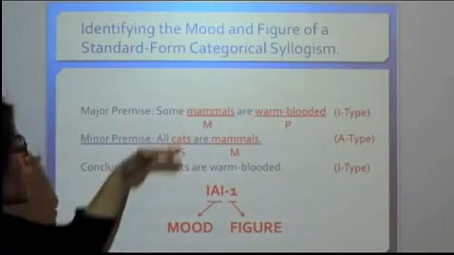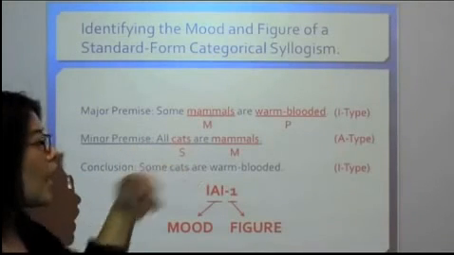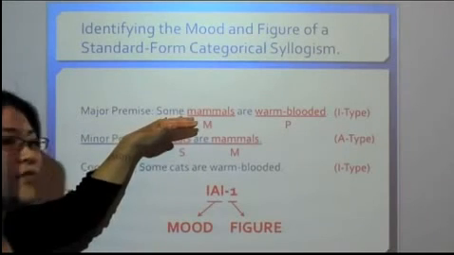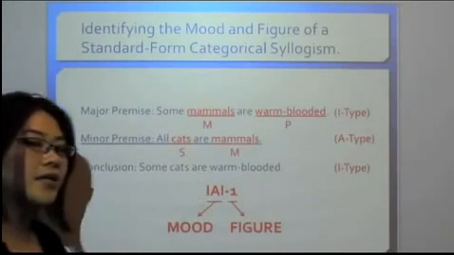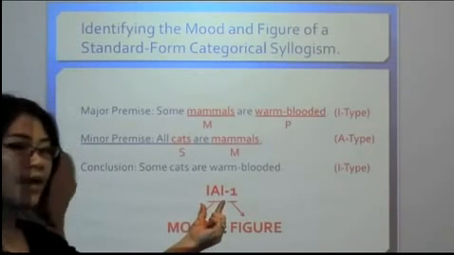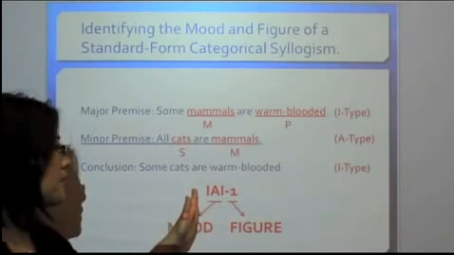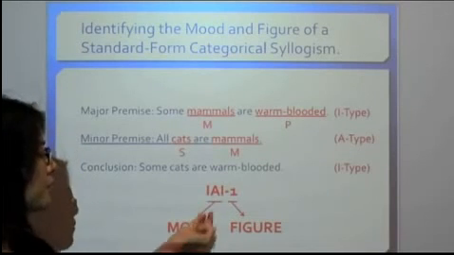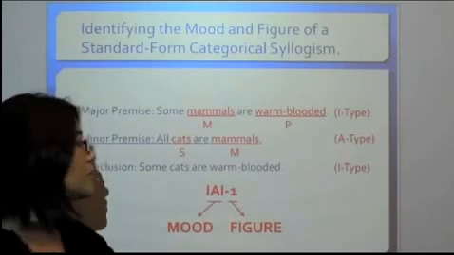okay? So putting the mood and the figure together, we have IAI types of statements, the I type statement for the major premise, A type statement for the minor premise, and then the I type statement for the conclusion. So the mood then is IAI, okay? And it's specifically in that order once again, major premise, minor premise, then the conclusion. And then we put a little dash in between and we put the figure. And this again we said was figure 1.